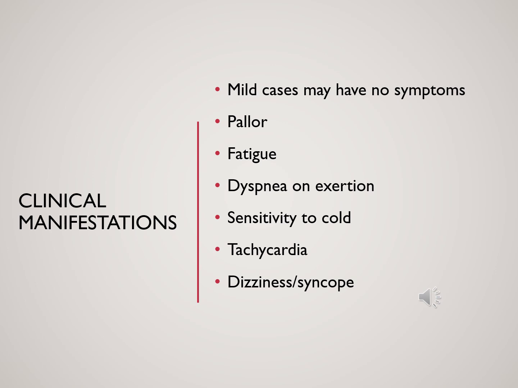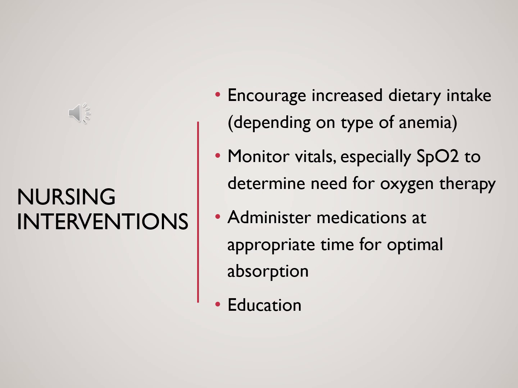So what we're really concerned about is their safety, because if you're very weak, if you're short of breath, if you are prone to fainting, all of those are safety concerns for the nurse. Nursing interventions are going to really focus on fixing the problem. We would like to encourage increased dietary intake, depending on your type of anemia. We want to monitor vitals, especially our O2, to determine if we need some oxygen therapy.